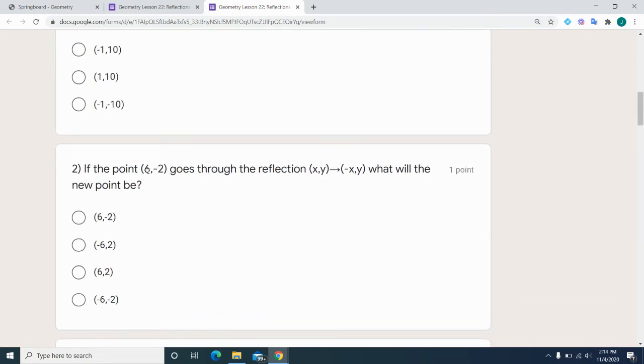What about right here? 6, -2 goes through the reflection to be negative x, y. So what becomes negative? That would be the 6. So -6, -2.